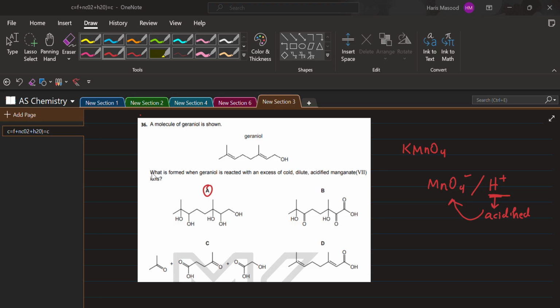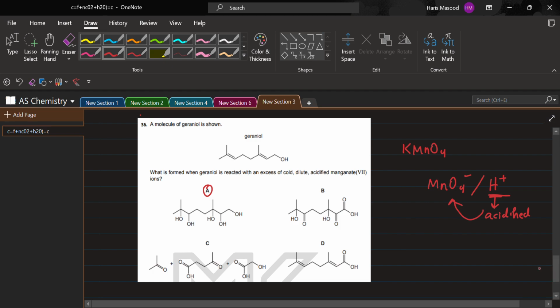Yeah, you basically break the compound. Like we can see, they have broken down the compound in C. This is another product, this is another product, and this side is another product. But when you're using cold dilute, it only adds OH on each side of the carbon double bond. Clear?